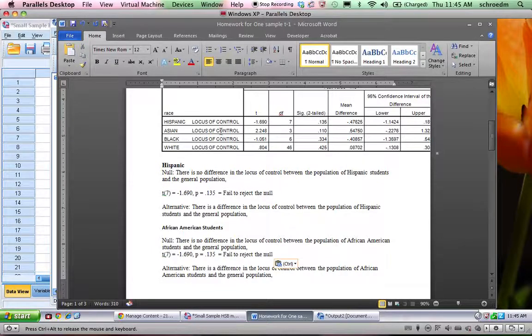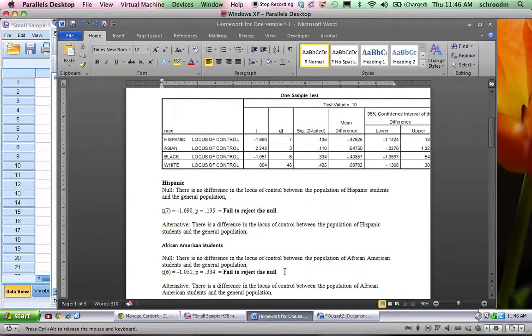Again, using this same format, I have to look at my degrees of freedom. I have 6 degrees of freedom, so that becomes a 6. My t-value is 1.051, and my p-value is 0.334, still greater than 0.05. So again, I fail to reject the null in this case. And so I'm going with this null hypothesis here and saying that there is no difference between those populations.